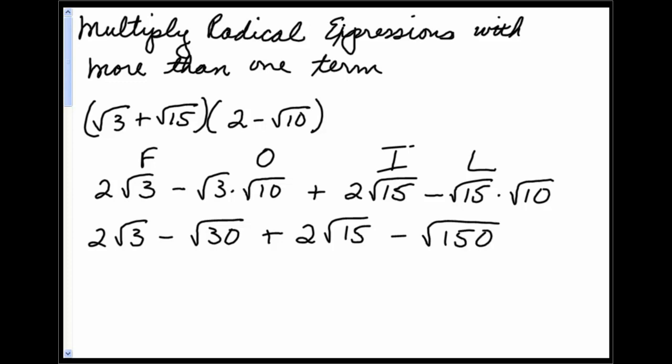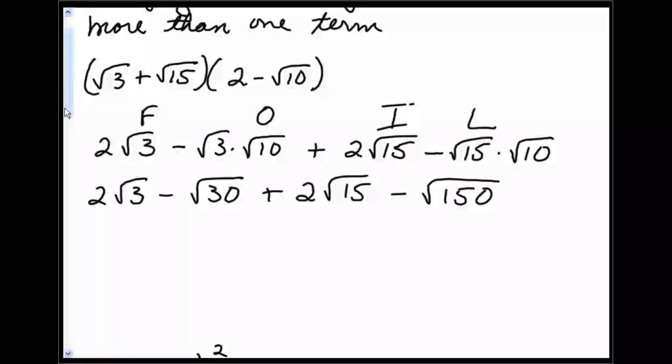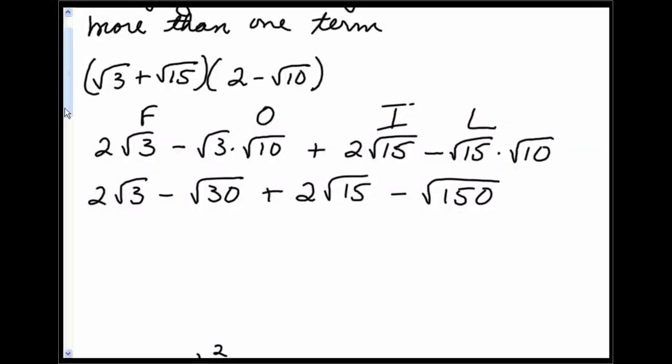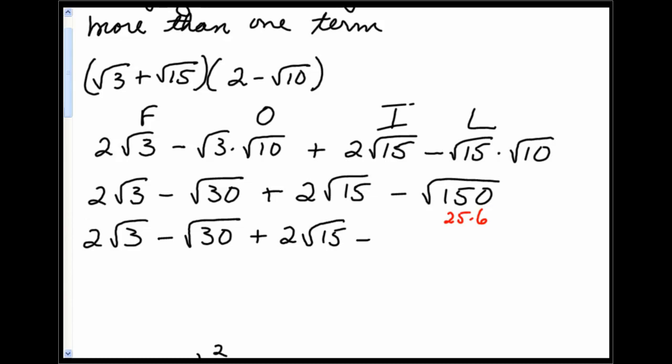Now, can any of these radicals be simplified? Just the square root of 150. 150 is 25 times 6. So simplifying further, we have 2 radical 3 minus radical 30 plus 2 radical 15 minus square root of 25 is 5, and then radical 6.